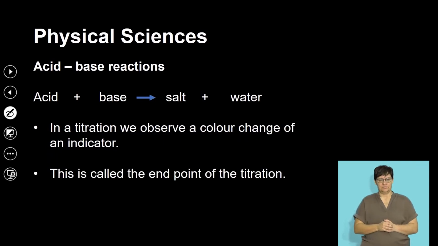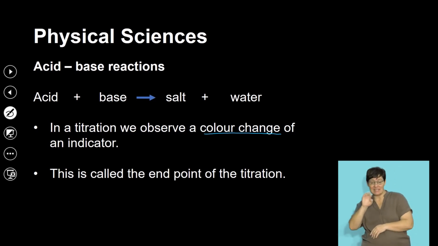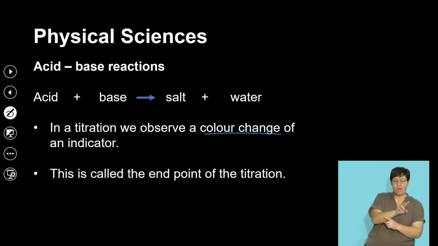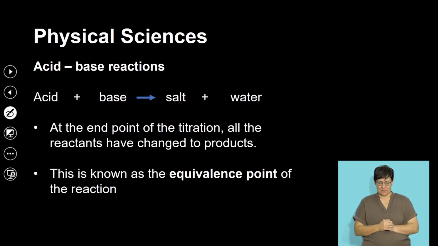Furthermore, we must be reminded that in a titration, there is an observed color change of an indicator. The color change is only possible once, in the reaction between an acid and base, we have added a suitable indicator. At the time when there's a color change, we've reached what is called the end point of a titration. So end point is another key term as far as acid-base reactions are concerned.